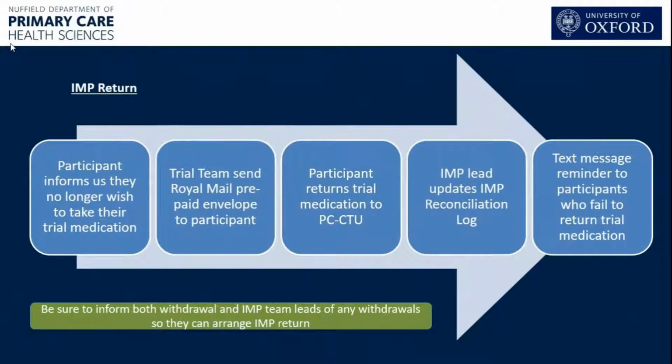The flow diagram here shows the IMP returns procedure. So if a participant informs us that they no longer wish to take their trial medication, the trial team will send a prepaid envelope to the participant for them to return their medication to the primary care CTU. Currently all medication returns will be coming back to us here at the CTU, and the IMP lead here will update the IMP reconciliation log. We'll also send a text message reminder to those participants who have withdrawn from IMP but not returned their medication. For any participants that withdraw, it's important that you inform both the withdrawal and the IMP team leads so they can arrange the IMP return.